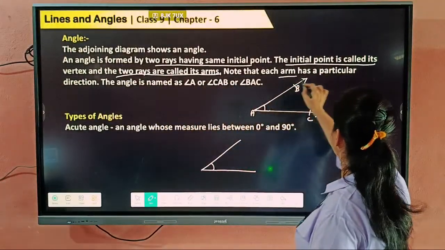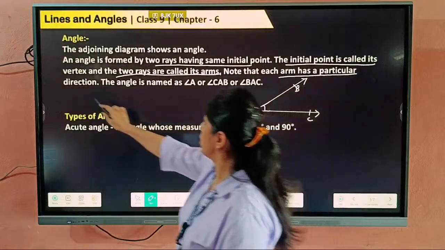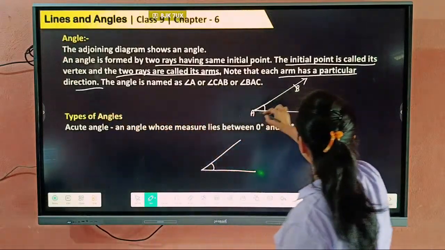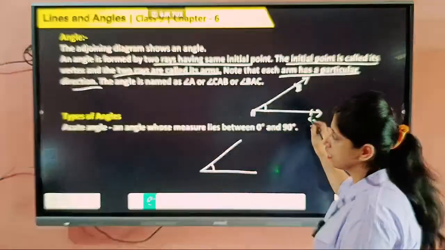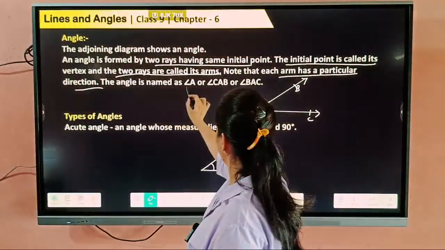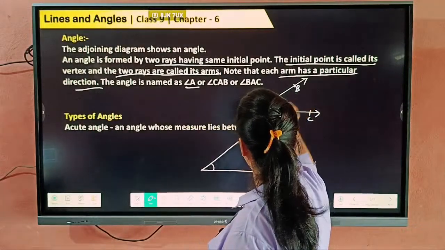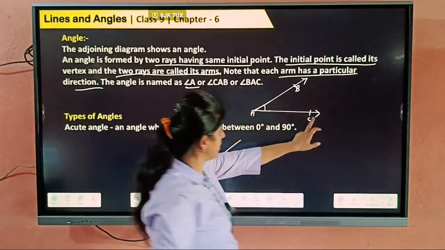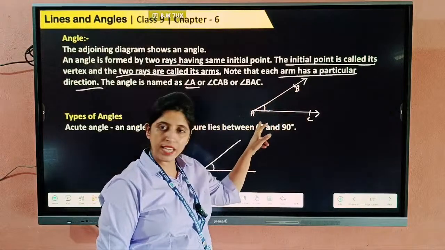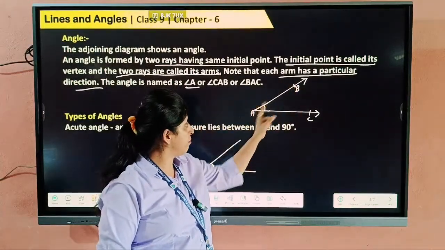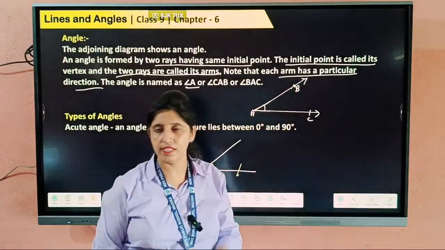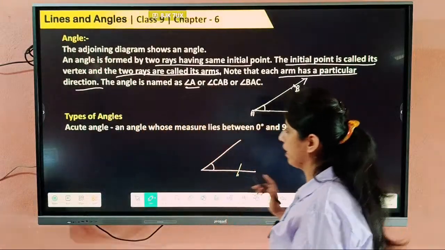Note that each arm has a particular direction. Yes, it is going in this direction, and it is going in this direction. The angle name is angle A, or CAB, or we can say BAC. We can call it CAB. We can call it only angle A. We can call it BAC. Right? This is the definition of an angle.